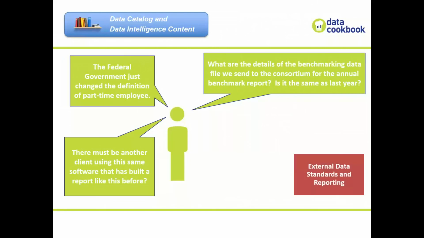So there's some things that you're tracking and you have your own definitions of what they mean, but some is outside of your control. So that might be like, hey, the federal government just changed the definition of a part-time employee. Or what are the details of the benchmarking data file that we send to the consortium for the annual benchmark report? Is it the same as last year? So you've got some set of data that you submit to some consortium that has definitions and specifications for that data and report. Someone said, hey, there must be another client using the same software that has built a report like this before. So you're looking for external data standards or examples, and tracking when those things have changed and what agencies those terms are related to.